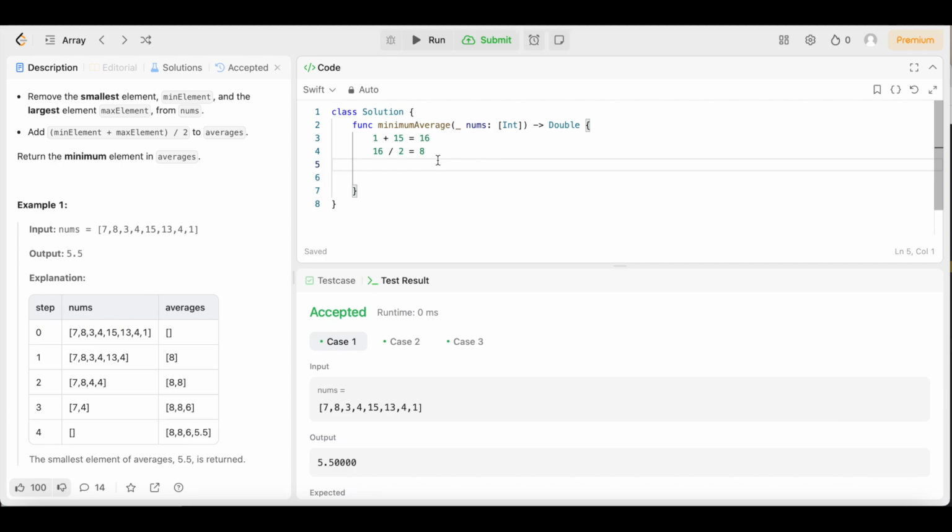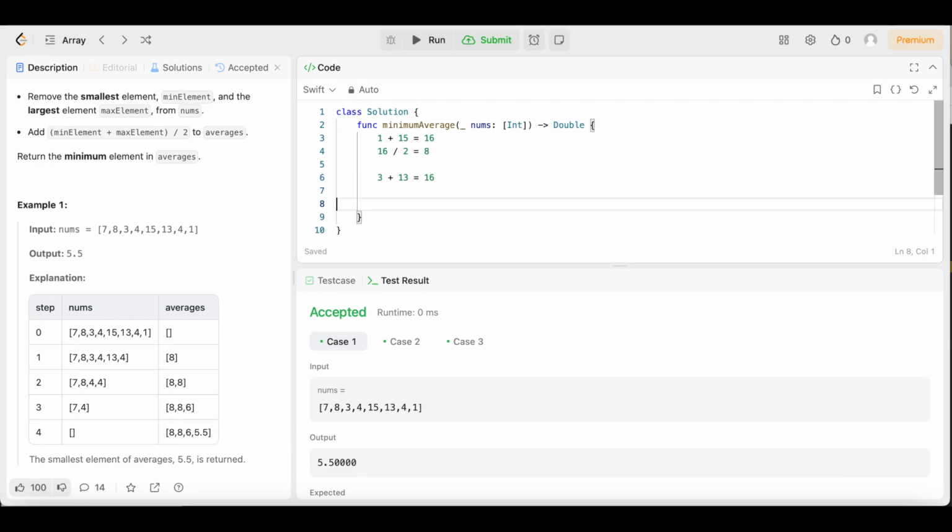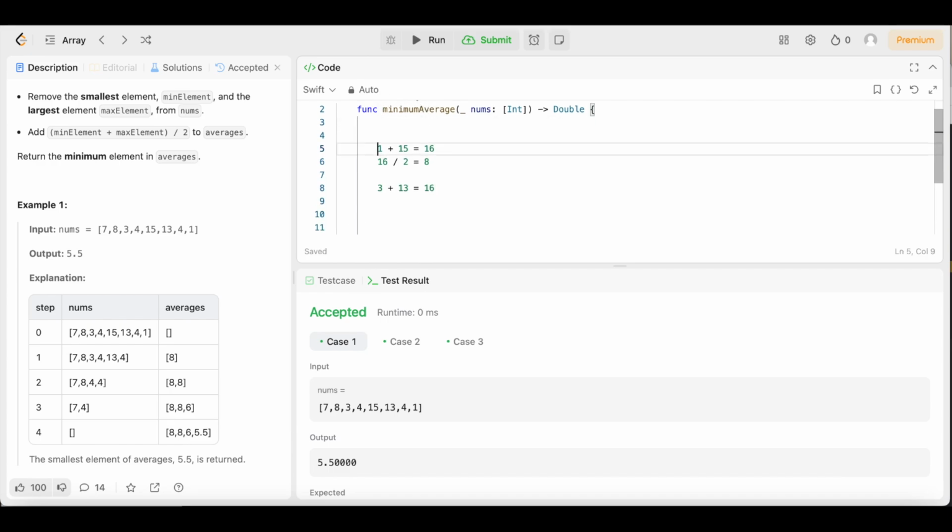So that is going to be 3 plus 13 is equal to 16 again, right? So hold on, let's get our array popping too. We can start our array up here. So get that popping too. Boom. So we have this 8. This 8 is already up here, right? So then we have 3 plus 13 equals 16. Then we do the same thing again. We do 16 divided by 2 is equal to 8.